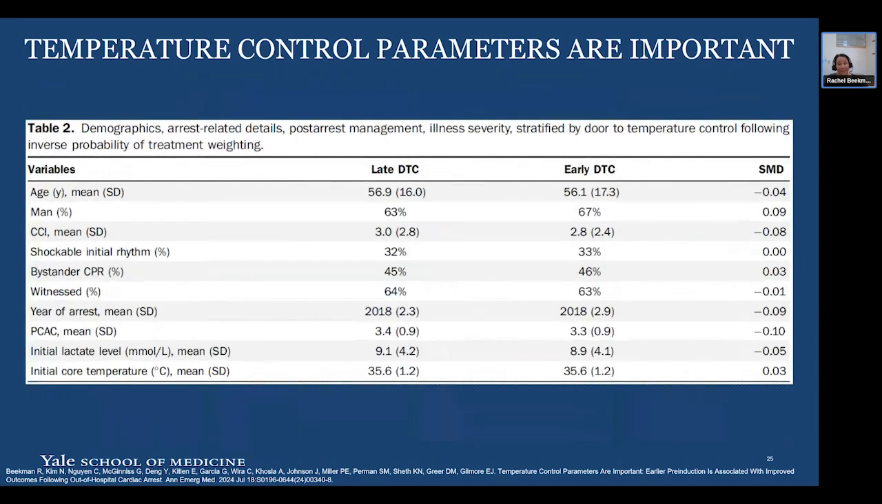We performed sensitivity analysis using inverse probability treatment weighting to minimize measurable confounders. And as you can see in Table 2, in our sensitivity analysis, all key baseline characteristics and covariates were well balanced.